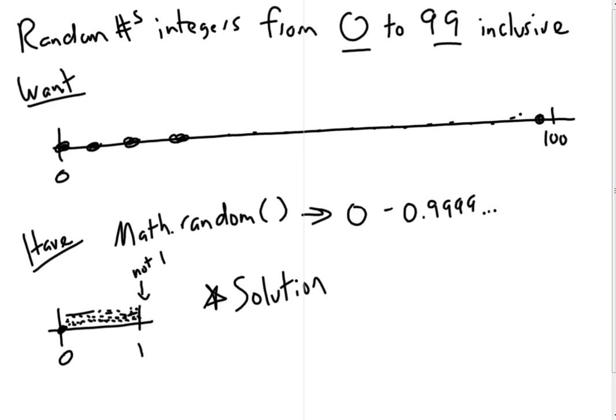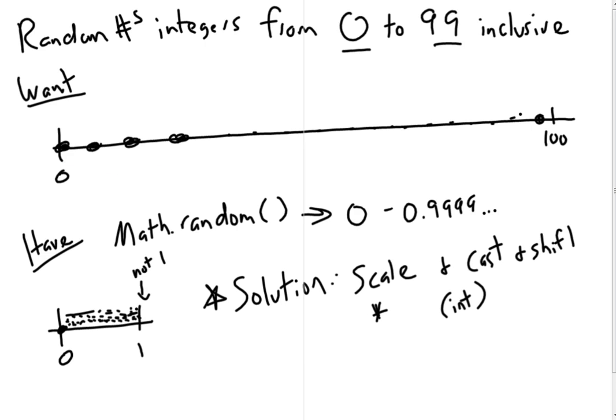So, how are we going to do this? How are we going to get integers from 0 to 99 when what we have available to us are all these numbers? The answer is, we are going to scale it, which means multiply. We're going to multiply whatever this gives us by some number. It's going to expand it out over to here. We're going to cast our answer as an int, so that it becomes an integer and chops off any decimals, and shift it if necessary. That means we're going to add some things.